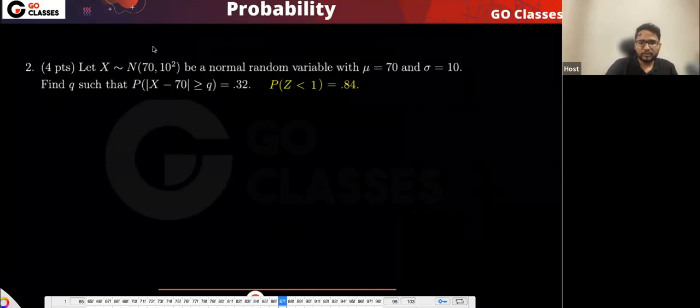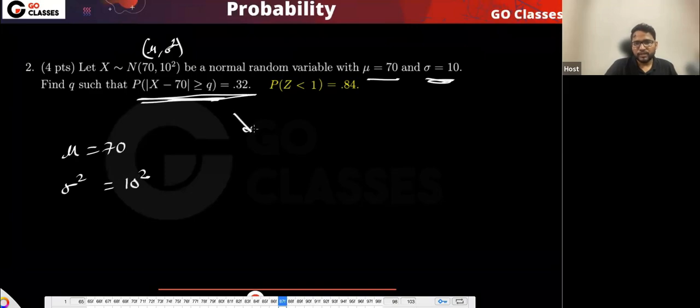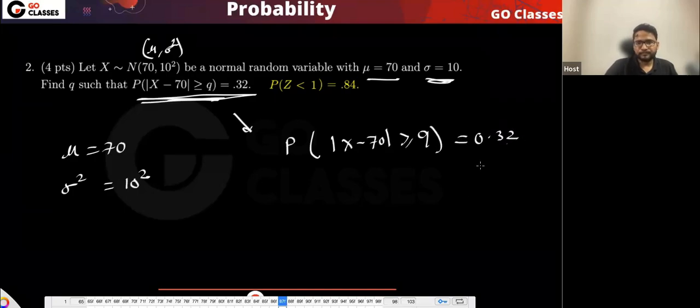So X is a normally distributed random variable with mean mu and variance sigma square. Mu is given to be 70, and sigma square is given to be 10 square. If you're not comfortable with the notation, let's not worry about it. A normal random variable, mu and sigma are given. Find q such that the probability that mod of X minus 70 is greater than or equal to q is equal to 0.32. You need to find this.